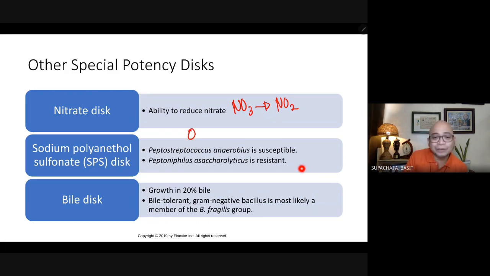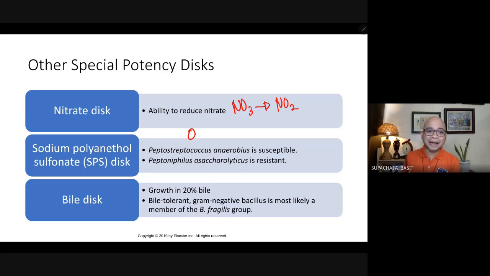So that we'll be able to differentiate Peptostreptococcus anaerobius from Peptoniphilus asaccharolyticus. Peptostreptococcus anaerobius is said to be susceptible because there is a zone of inhibition. Peptoniphilus asaccharolyticus is considered to be resistant because of the absence of the zone of inhibition.